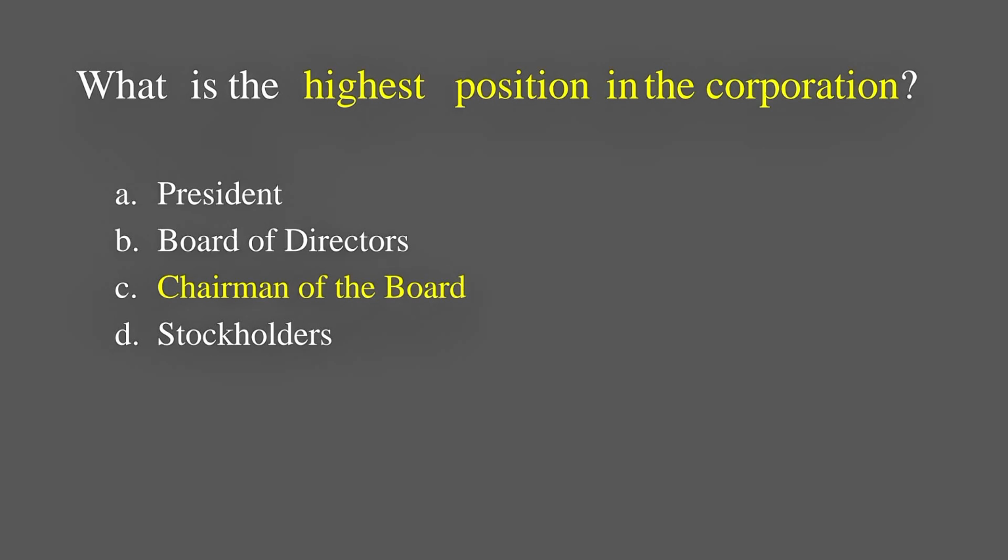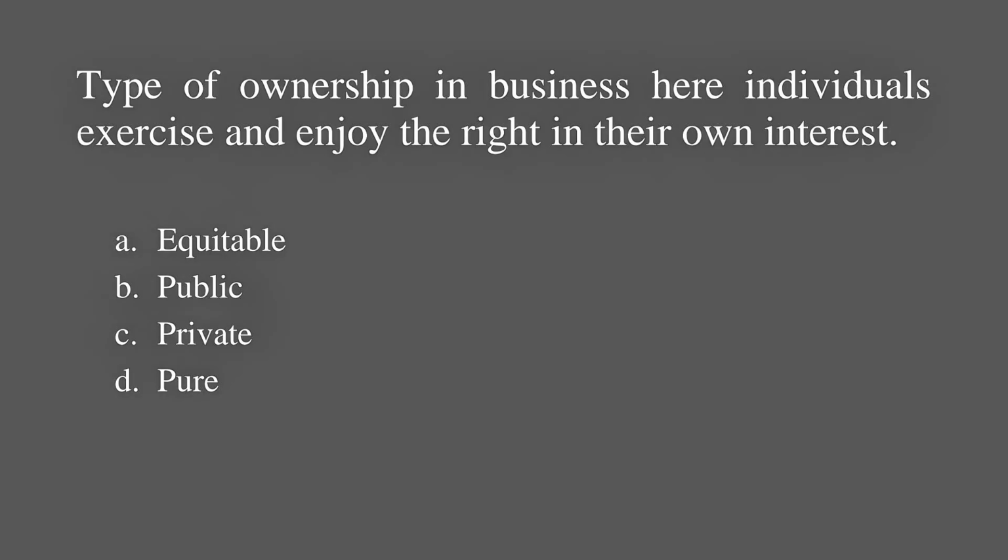Chairman of the board. Type of ownership in business where individuals exercise and enjoy the right in their own interest. A. Equitable. B. Public. C. Private. D. Pure. The answer is letter C. Private.